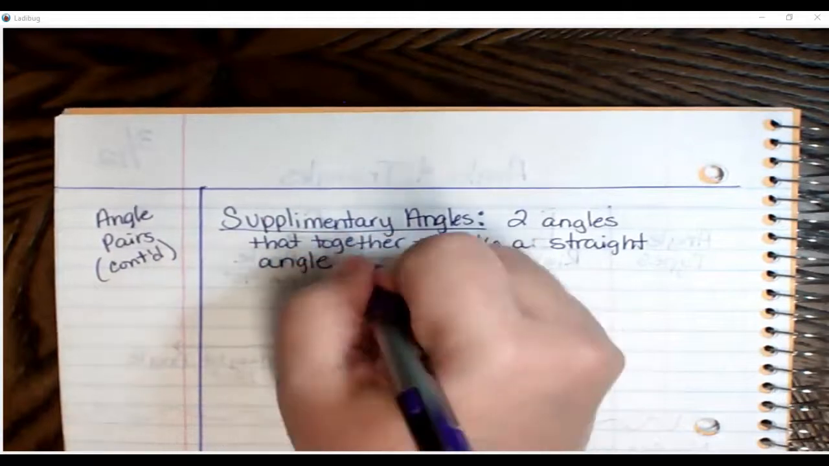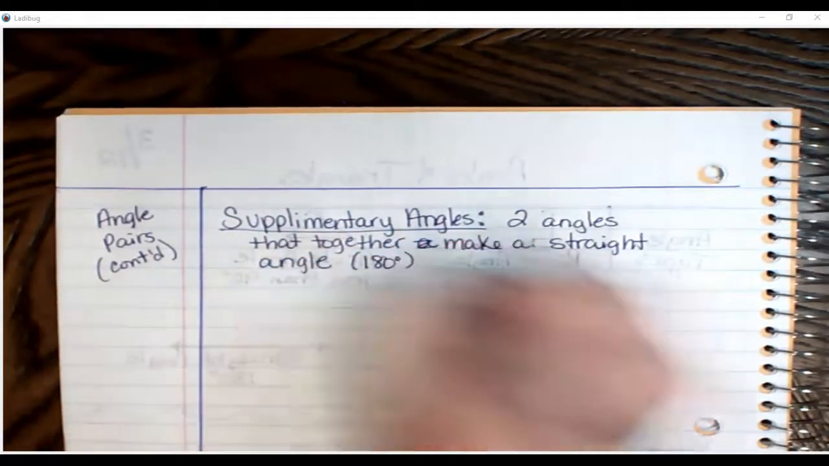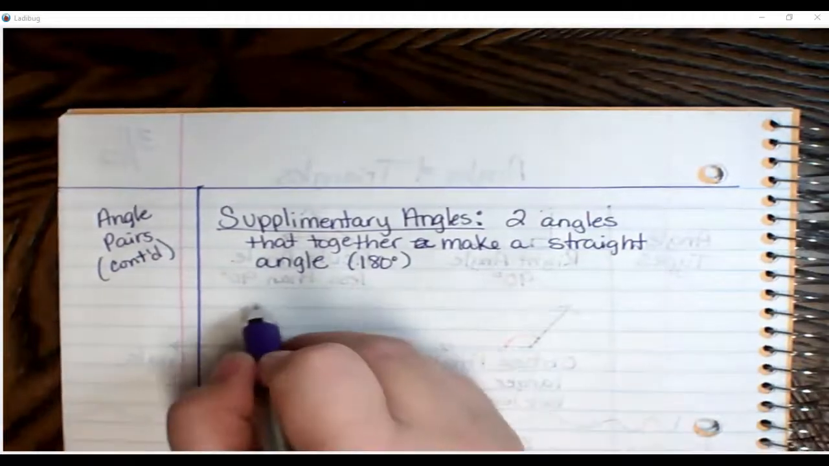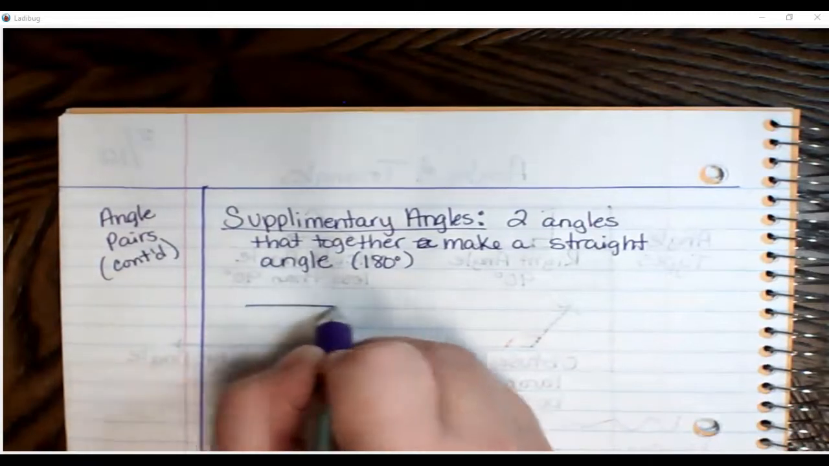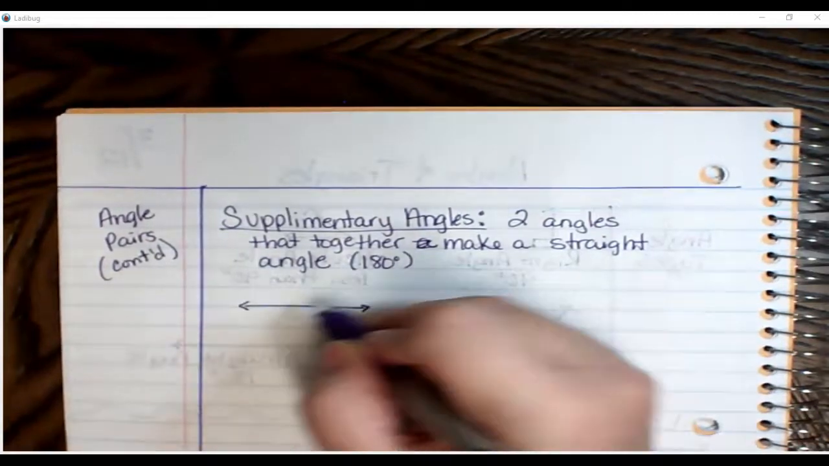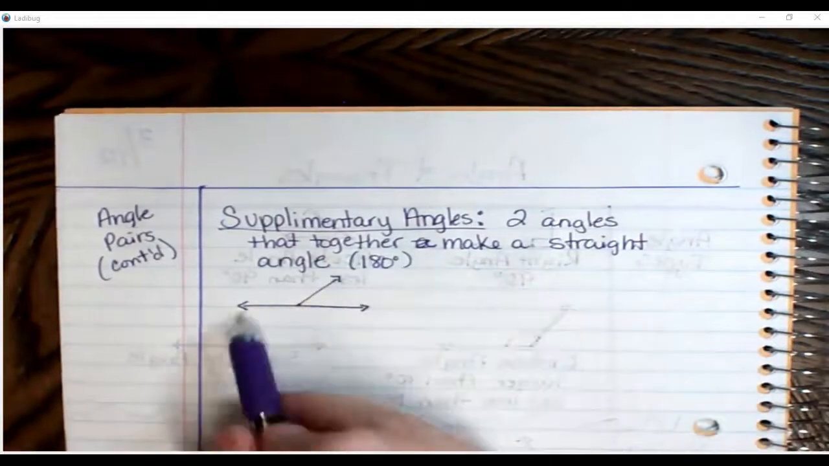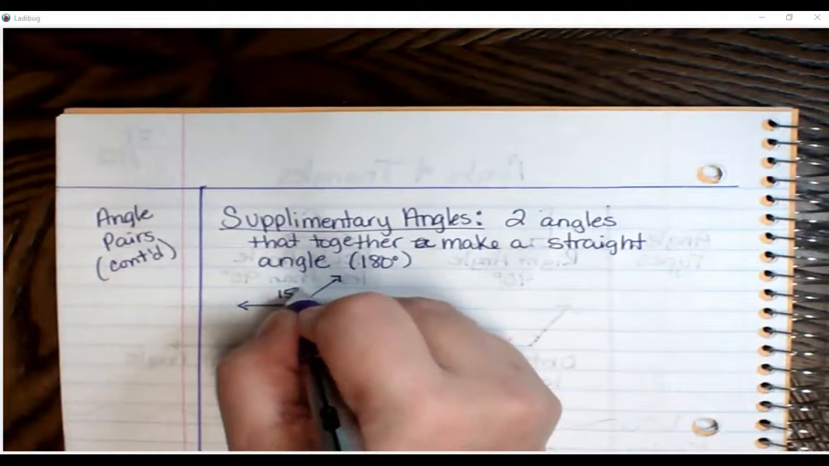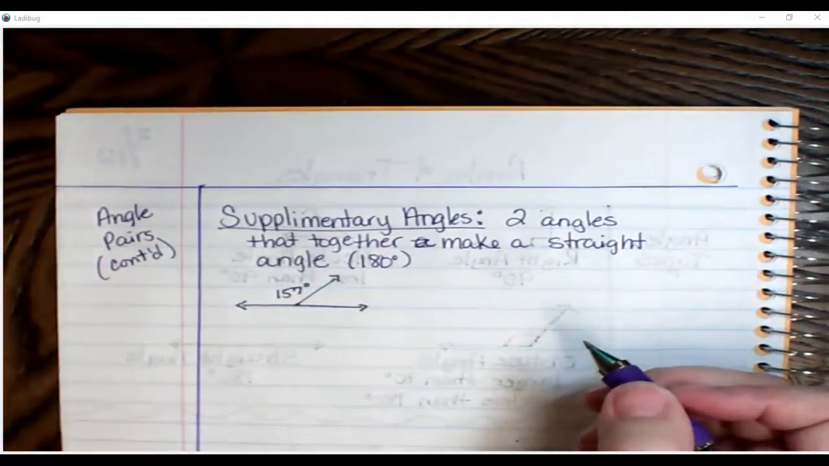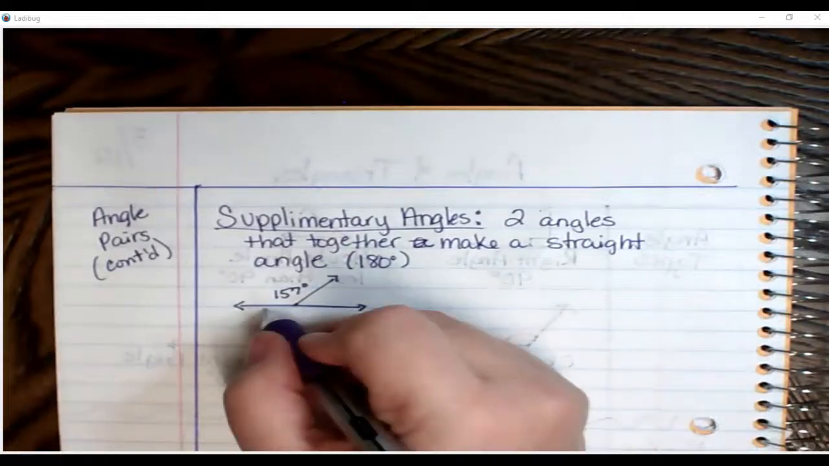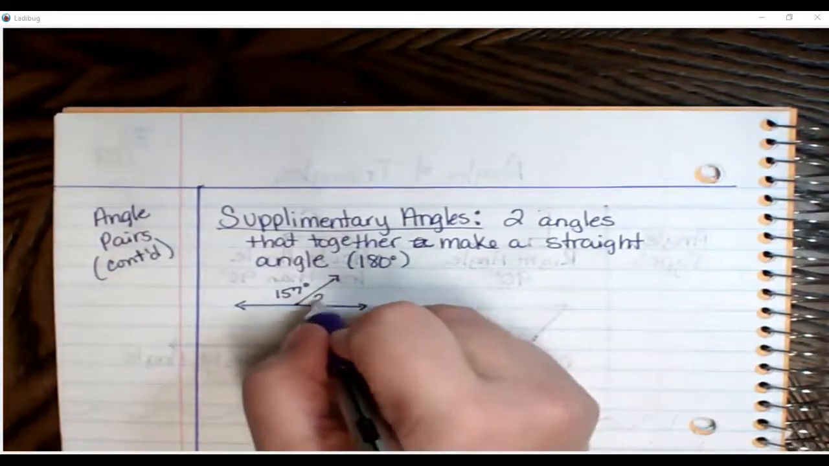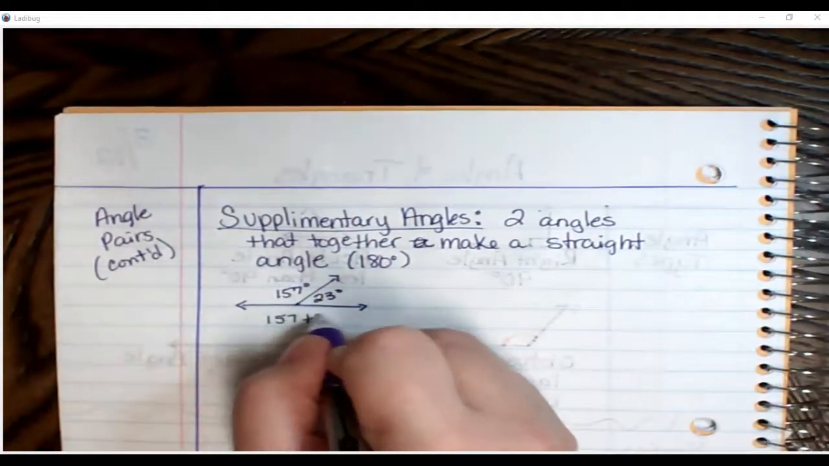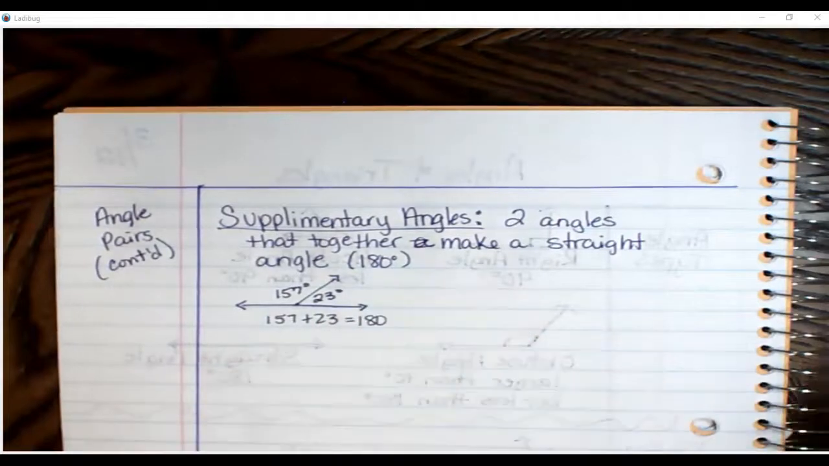And if you recall from earlier, a straight angle is exactly 180 degrees. All right, so let's do an example here. We can have an example that looks like this. I have my first angle right here, my obtuse angle, measures 157 degrees. Now my acute angle, in order for them to be supplementary, would have to be 23 degrees, because 157 plus 23 equals 180.